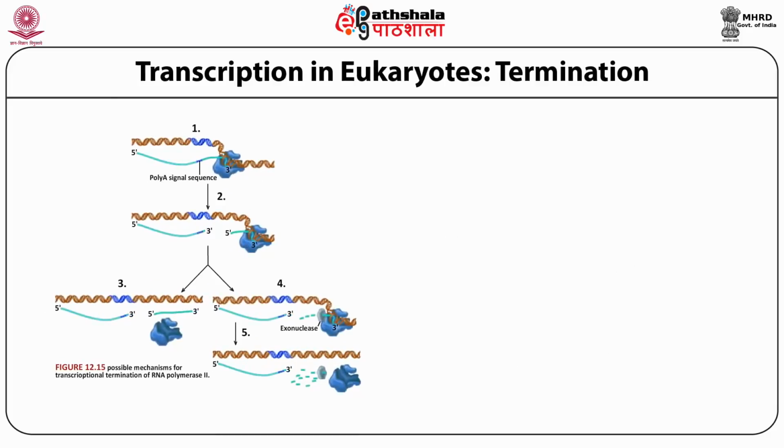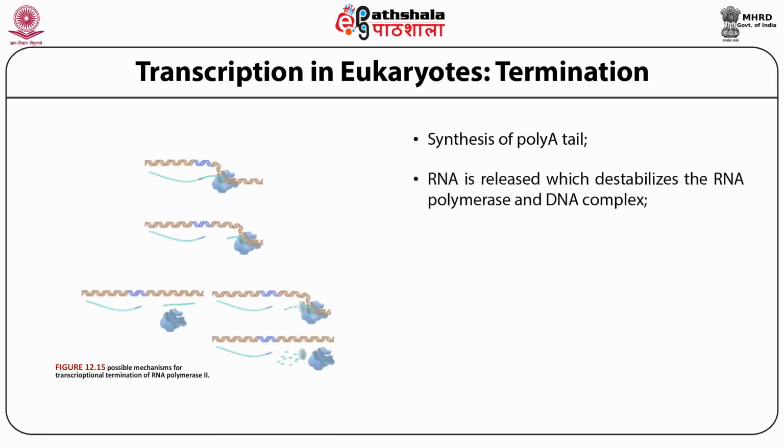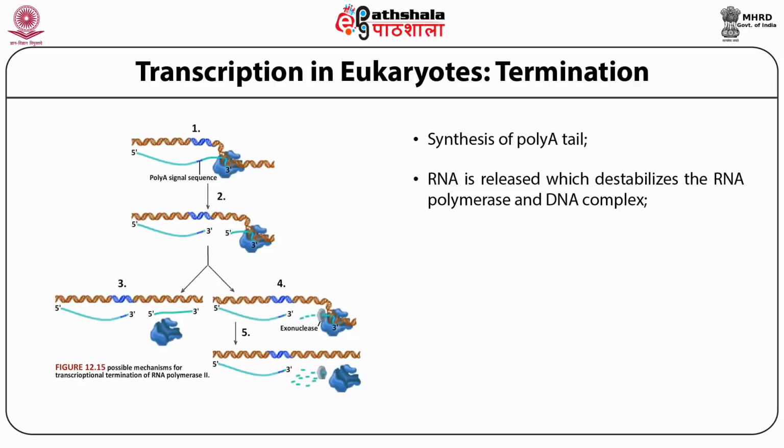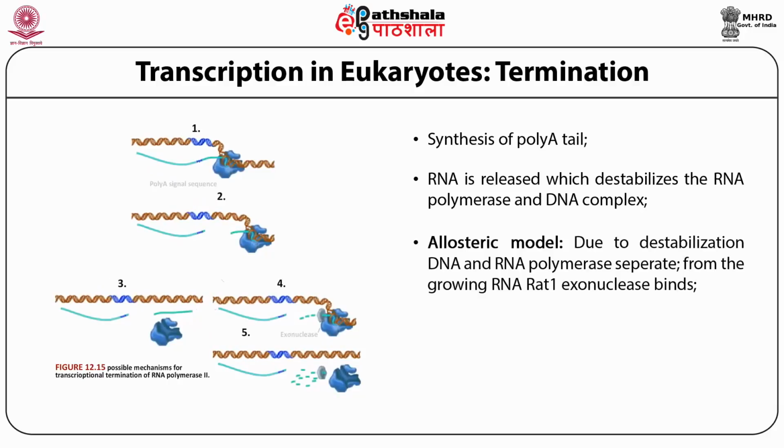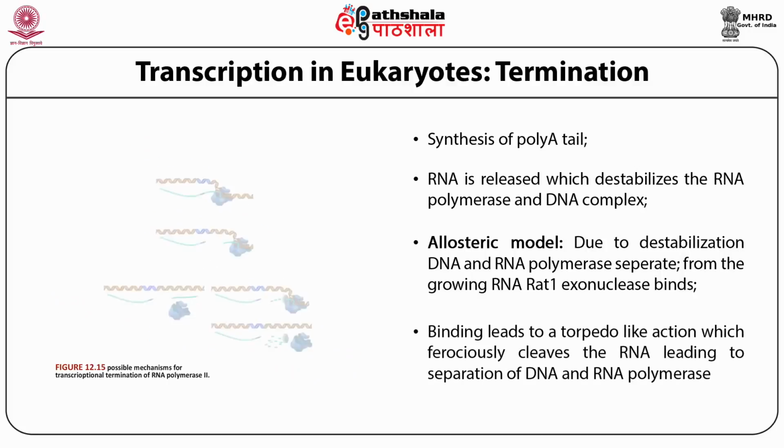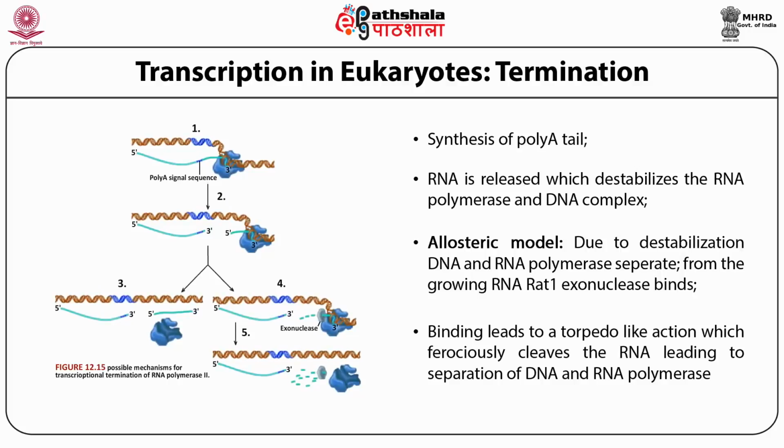Transcription in eukaryotes, termination. Synthesis of poly A tail. RNA is released which destabilizes the RNA polymerase and DNA complex. Allosteric model: due to destabilization, DNA and RNA polymerase separate from the growing RNA. RAT1 exonuclease binds. Binding leads to a torpedo-like action which ferociously cleaves the RNA, leading to separation of DNA and RNA polymerase.